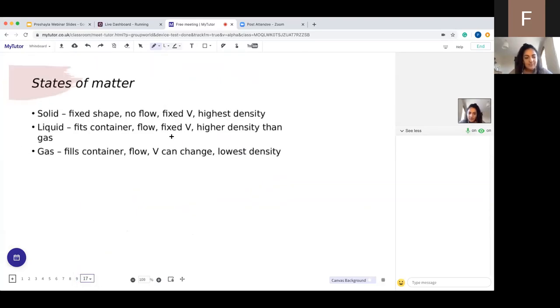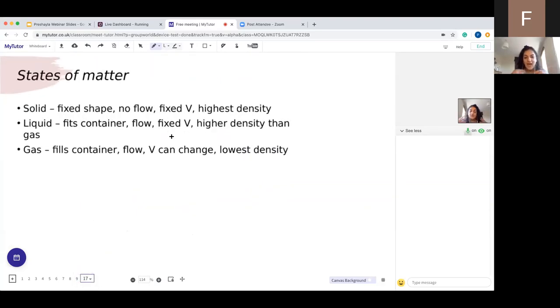Okay, so states of matter. You should kind of know this from earlier on in your science education. So in year 7, year 8, or even year 9, you will have learned about states of matter. So solids, we know, have a fixed shape, they cannot flow, they have a fixed volume, and they have the highest density out of solids, liquids, and gases.